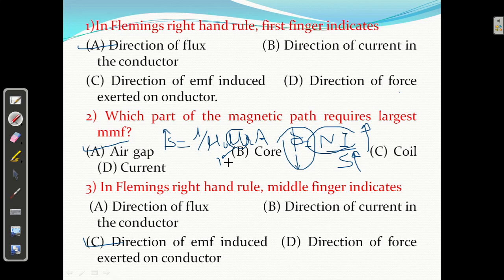Okay, so the next question I am going to talk about. First I am going to rub it.